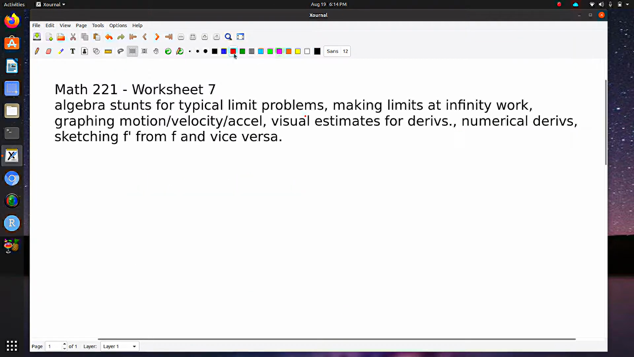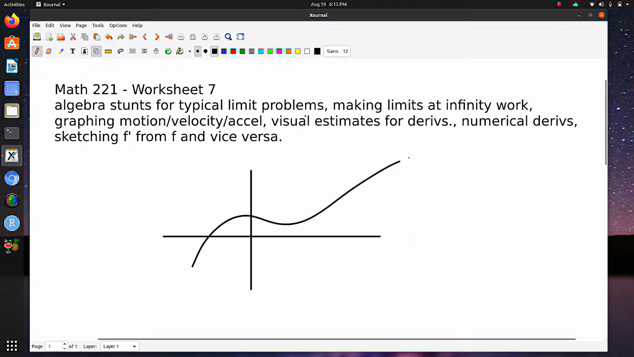I guess there's one more thing I didn't tell you. If you have a graph and I tell you this is f prime, how do you find f from that? Well, you need a starting point. If you don't have any better place to start, you may as well start at the origin, but usually you're given some kind of starting point.